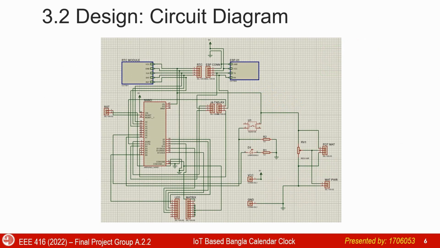Here is the circuit diagram of our project. We can see the Arduino Nano connected to the RTC module, the ESP01 module and the P10 LED matrix module. There is a 9-volt power input and a ground pin here as well. Also, there are some debugging header pins and a button and an LED also for debugging purposes.